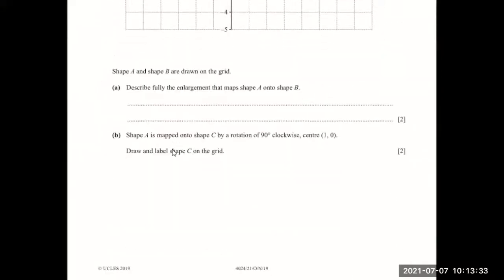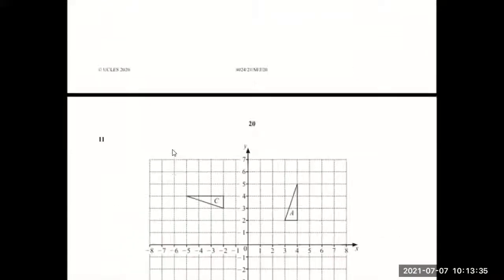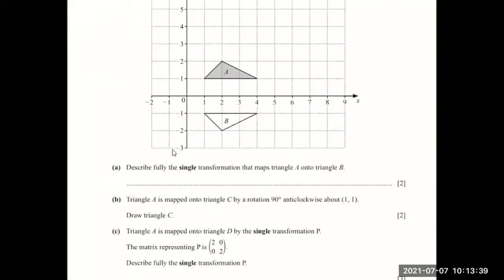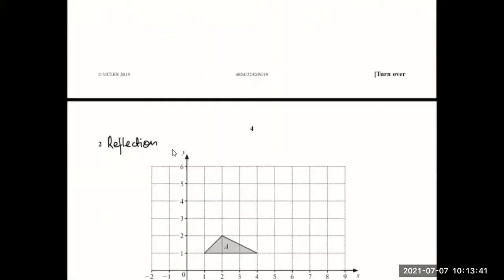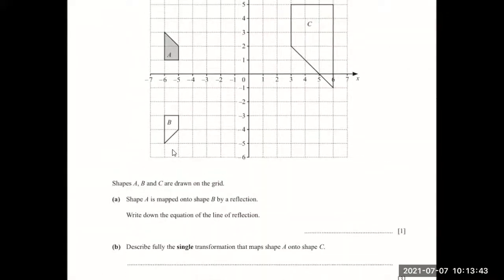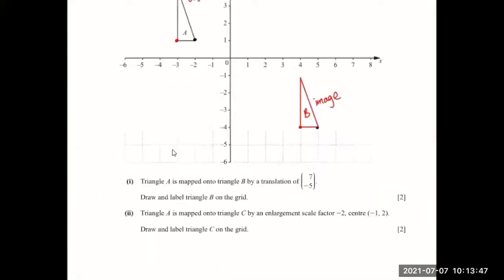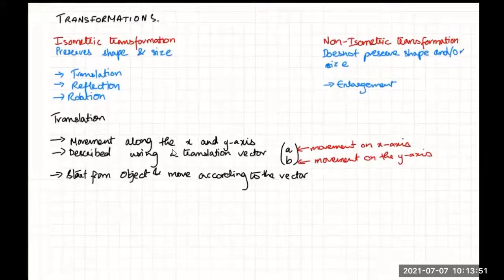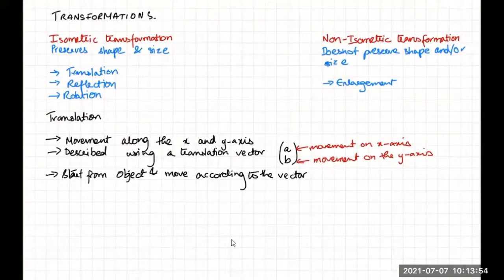Let me see if we have another one. Okay, I don't think we have another one. Okay, and I think that's more than enough for describing a translation. I think everybody is generally comfortable with translations. If you have trouble, please ask, okay? Let's go on to the next one.